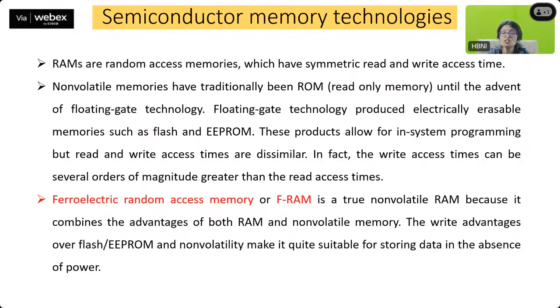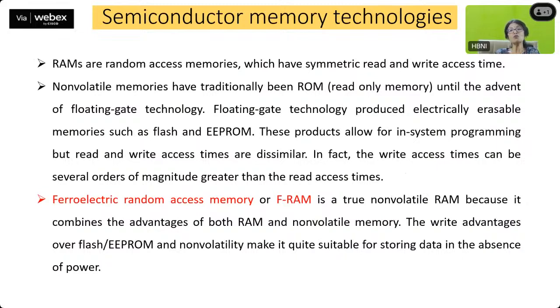So floating gate technology produced electrically erasable memory such as the flash or the EEPROM. Now, these products allow for in-system programming, but the read and write access times in this case are dissimilar. The write access time in this case is several orders of magnitude greater than the read access time. Now coming to ferroelectric random access memory, these are known as FRAMs.